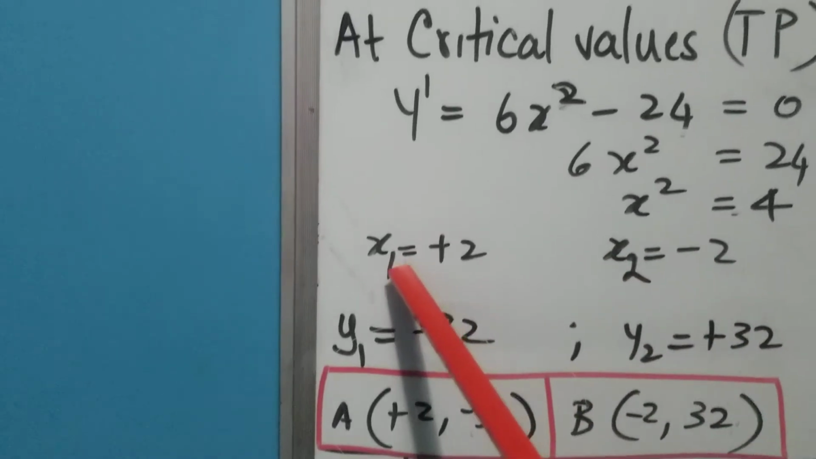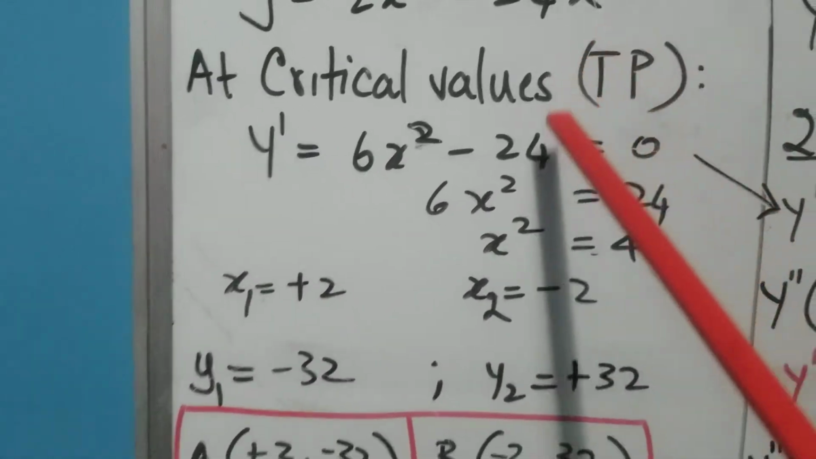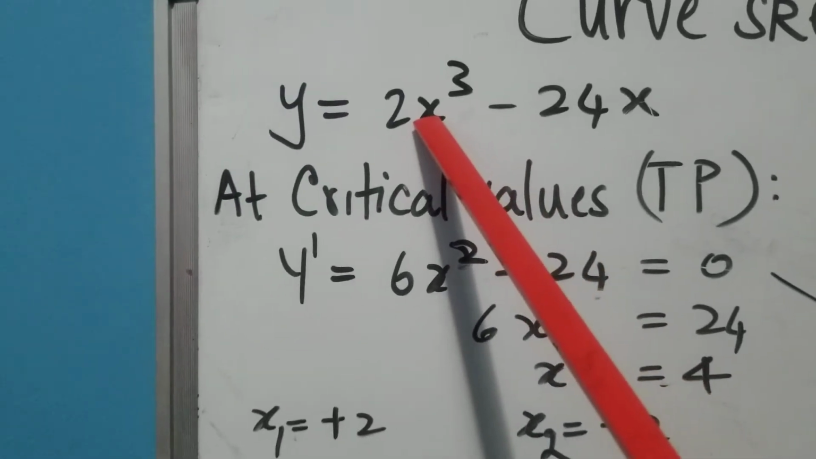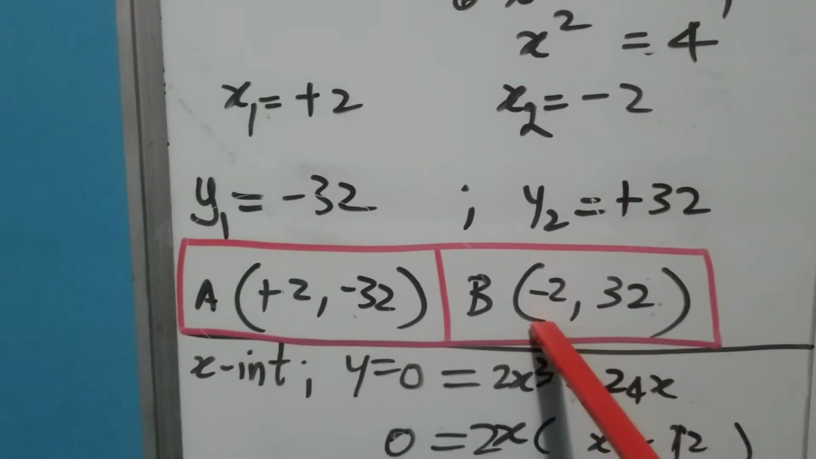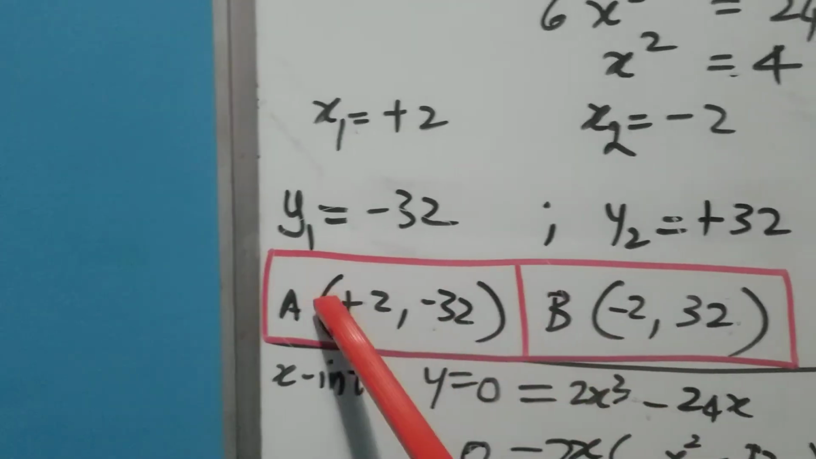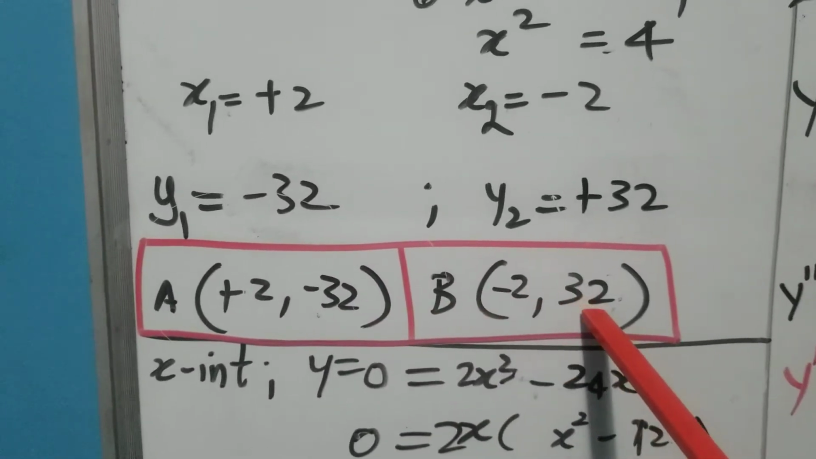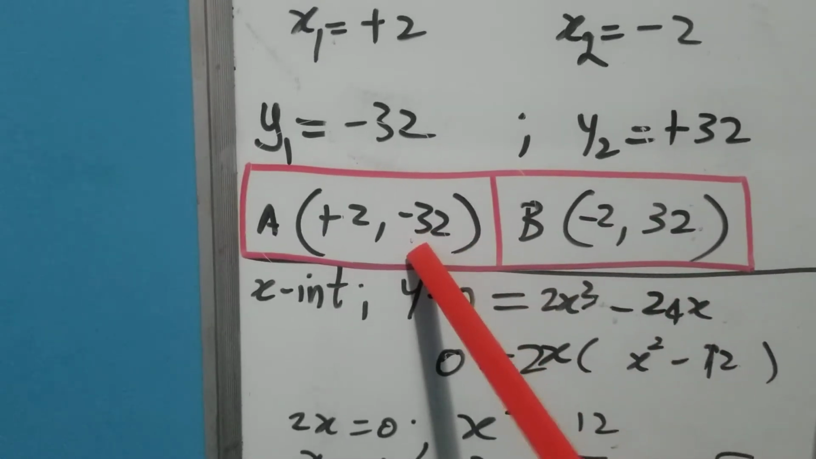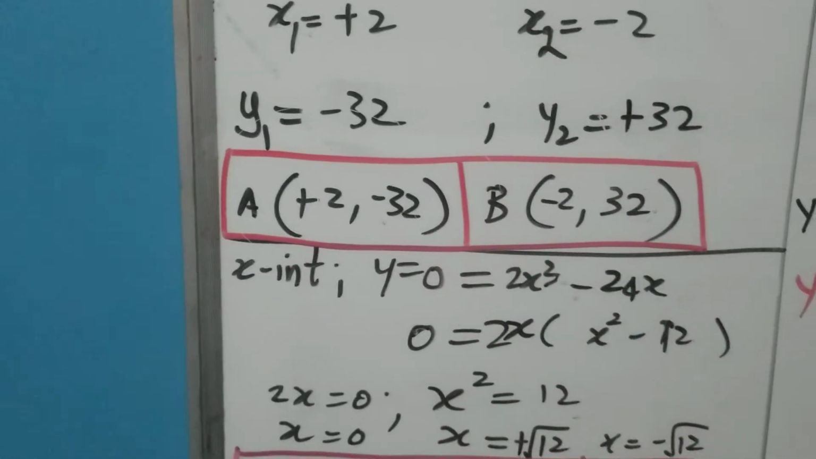Now we substitute this x value back into y to find the y coordinate of the turning point. So that's negative 32, and we use negative 2, substitute back into the equation for y to find the second turning point, which is negative 2 and positive 32. Now we have two critical turning points, A as positive 2, negative 32, and B as negative 2 and positive 32. But we do not know which one is the upper turning point and which one is the lower turning point, or which one's the maximum and which one's the minimum.